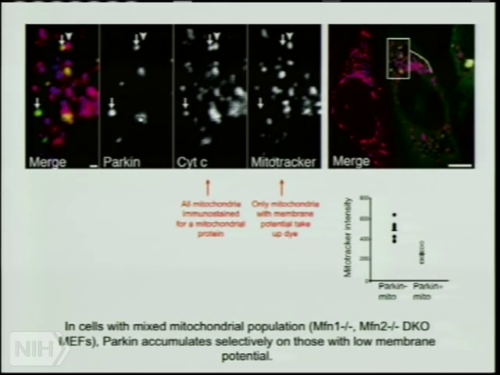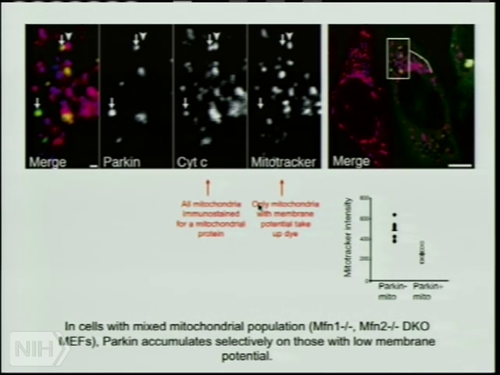So here's the same type of setup, MFN1, 2 double knockout cells expressing GFP-Parkin, also stained for cytochrome C to label all the mitochondria and MitoTracker to measure membrane potential. So here's cytochrome C staining in this square right here. You can see all the mitochondria. And here's Parkin. You can see right off the bat that Parkin is not on all the mitochondria.